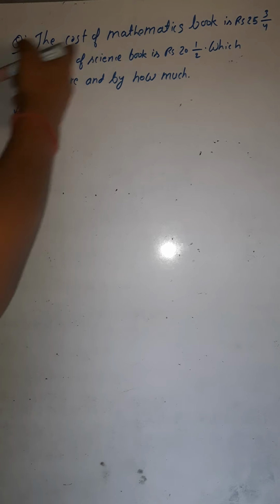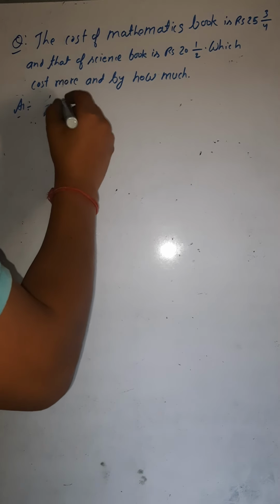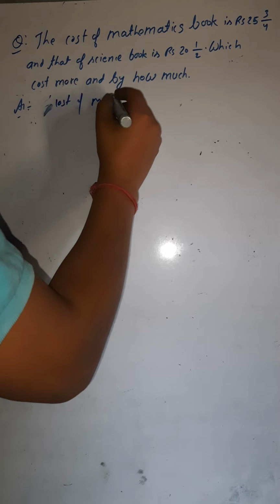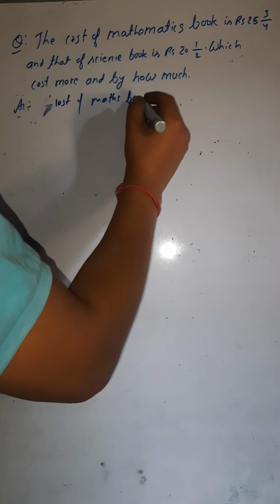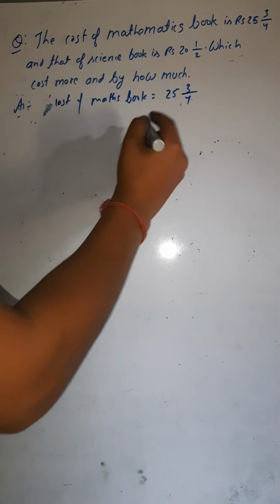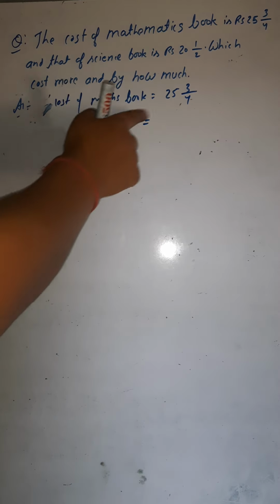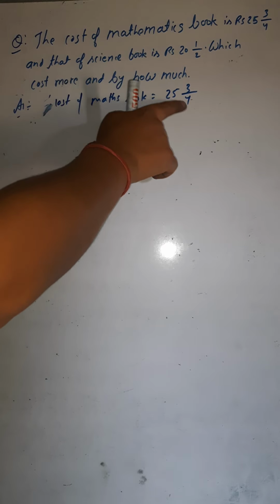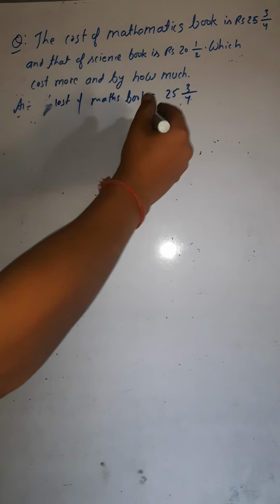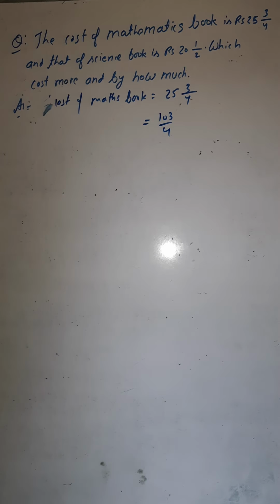Okay, so first let me write here the cost of maths book. What is the cost of maths book? It is 25 whole 3 by 4. Because it is in mixed fraction, just change it. 25 times 4 is 100, 100 plus 3, 103. So you can write it as 103 by 4. So this is the cost of maths book.